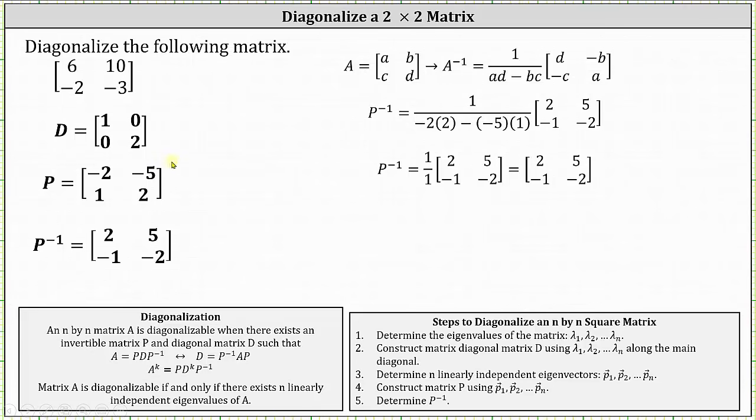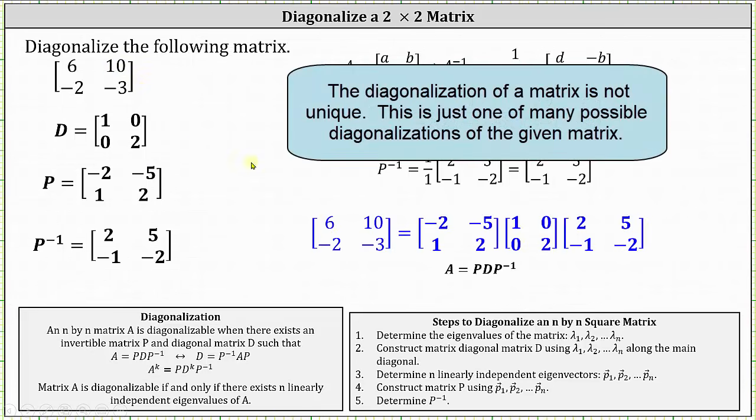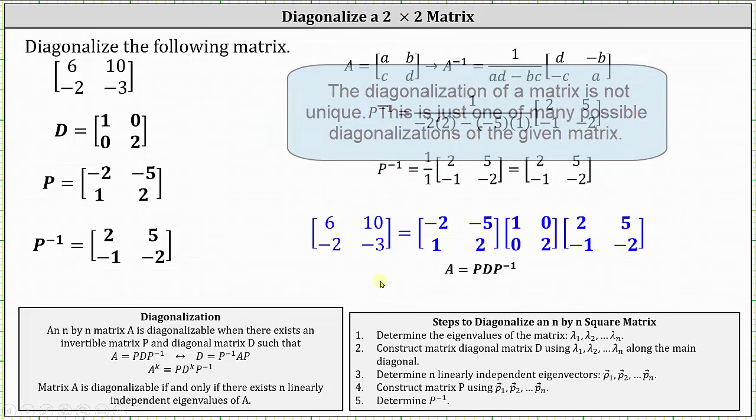And now we have all the pieces we need for the diagonalization of the given 2 by 2 matrix. The matrix 6, 10, negative 2, negative 3 is equal to, again, matrix P times matrix D times the inverse of matrix P. These three 2 by 2 matrices form the diagonalization of the given matrix. And of course, if we wanted to, we could check this product to make sure we do get the given matrix. So you may want to take the time and do that.